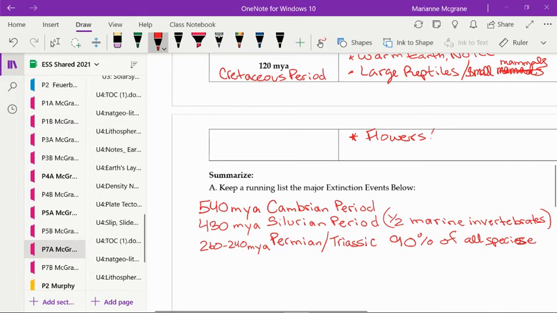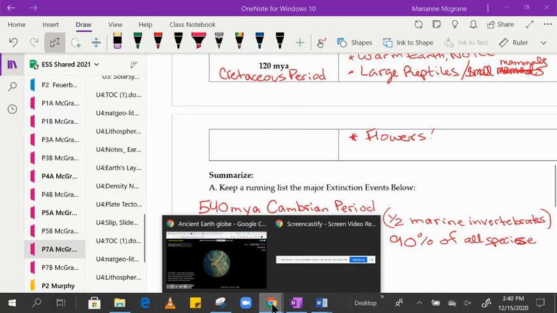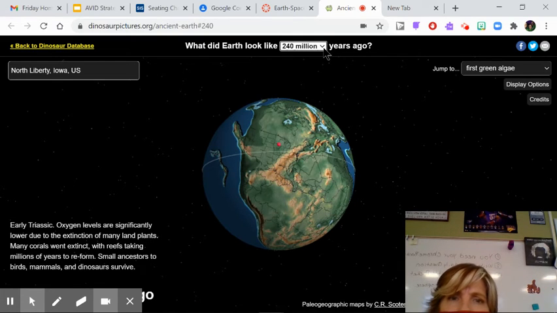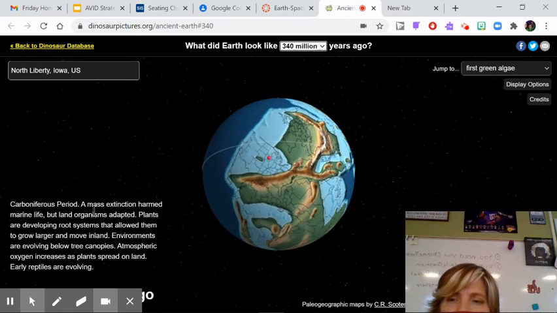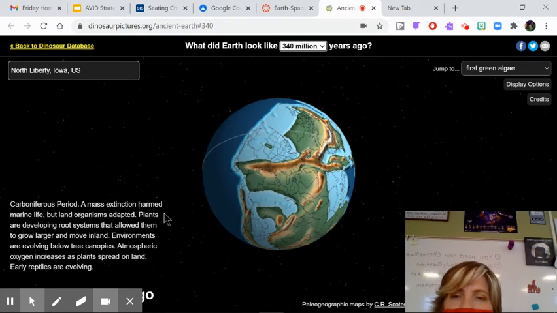Is that right? Or did I miss one? Is that the right time? Seems like I missed one. 260, right? So it's 240. Did we miss extinction? Right here. A mass extinction harmed marine life. So we missed this one. In the Carboniferous period, there was a mass extinction that harmed life.